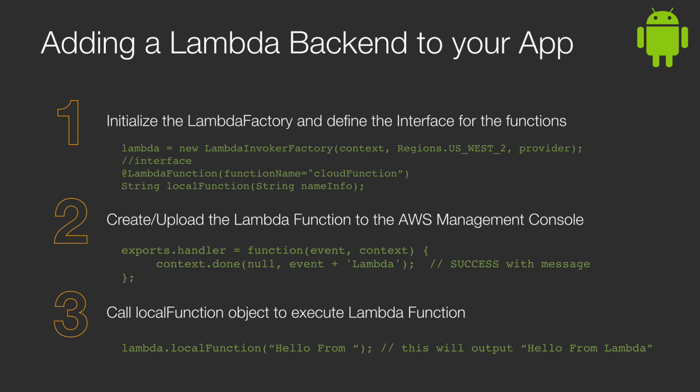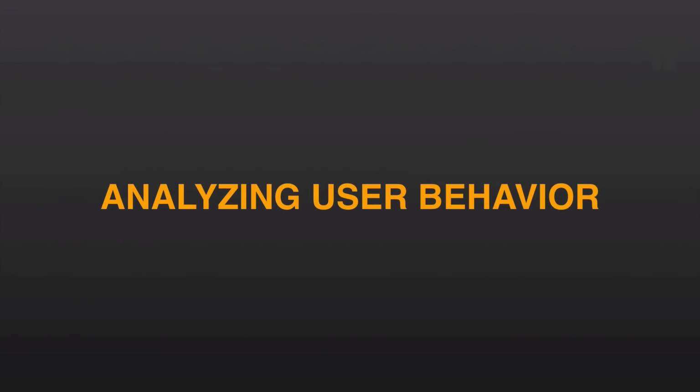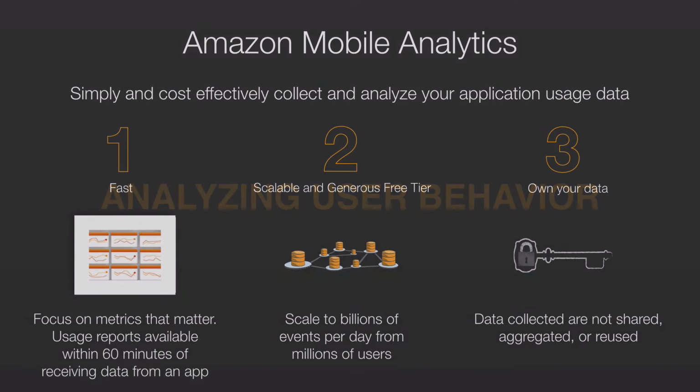So that's serverless backends. Analyzing user behavior. And this is another service that we launched at the AWS Summit in New York last year. And we're talking there about making it easier for mobile developers to collect and analyze application usage data. And we launched a service called Amazon Mobile Analytics for this. It provides a reporting dashboard very, very quickly to enable you to access data within 60 minutes of receiving it from an app.